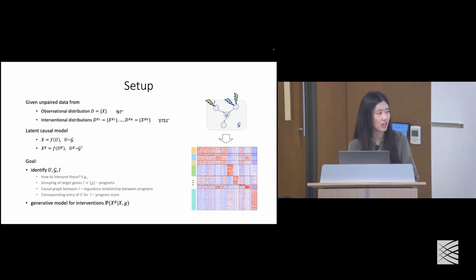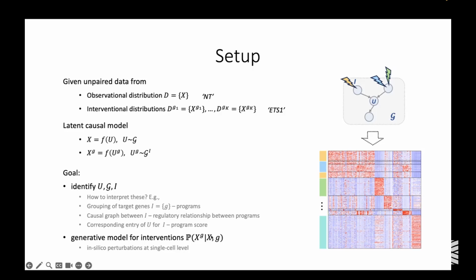And then aside from identifying these variables, you also maybe want to learn a generative model that allows you to produce a cell by gene matrix for a new intervention G, given the control population. This will then allow you to do, I think, statistical perturbations at the single cell level. So this is a very fine-grained, mathematical definition of the setup I'm considering. I'll pause here a little bit to see if there are any questions.